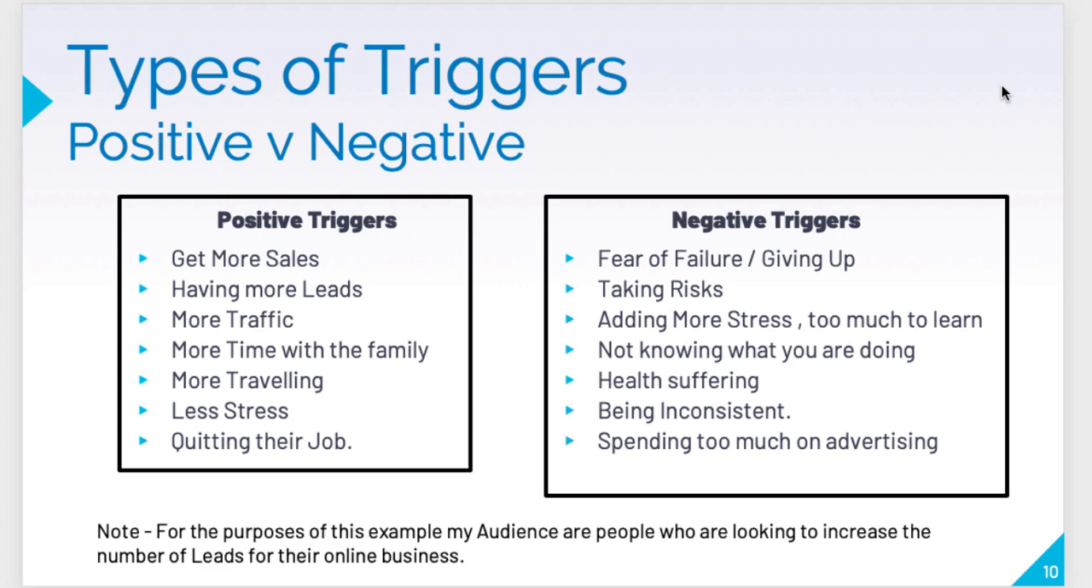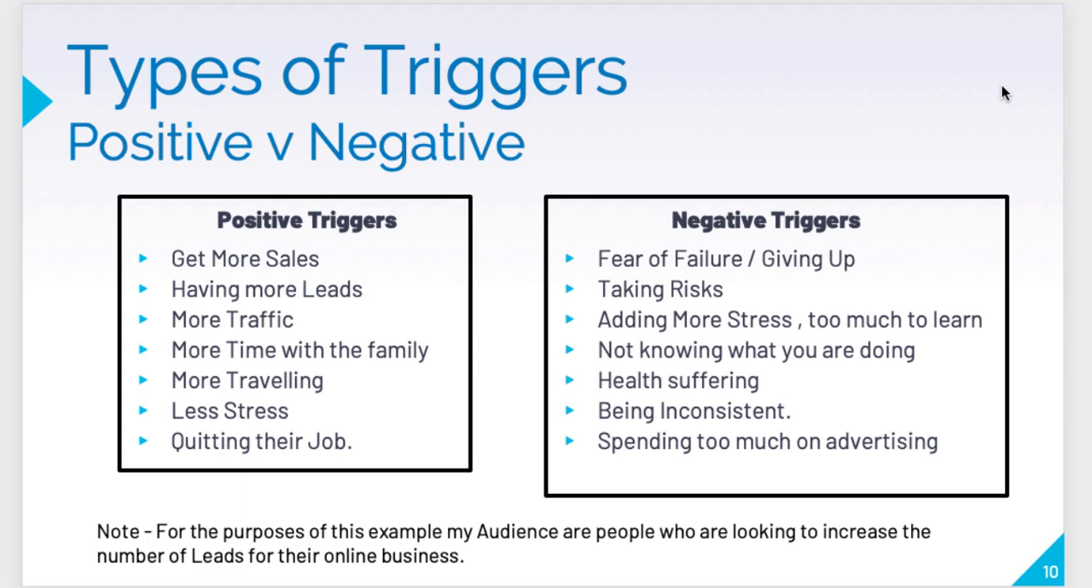Now, negative triggers are slightly different. Negative triggers are those things that you would see that would put people off. It could be the fear of failure or giving up on whatever your online business is. It could be having to take too many risks. You could be adding more stress, so it might be too much for you to learn, or too much to do as far as learning new tools, etc. You might just not know what you're doing, and obviously that stress comes in with that.